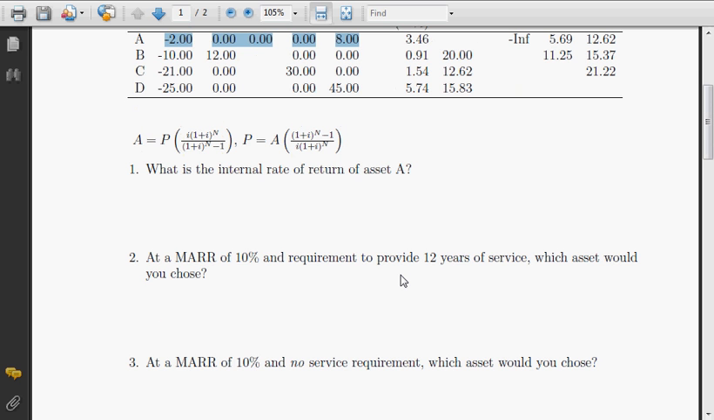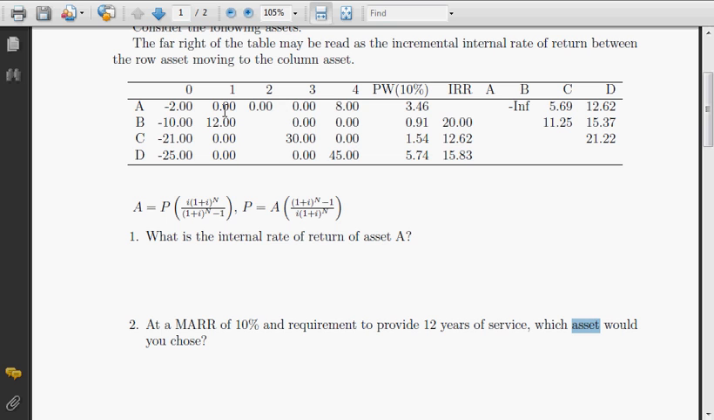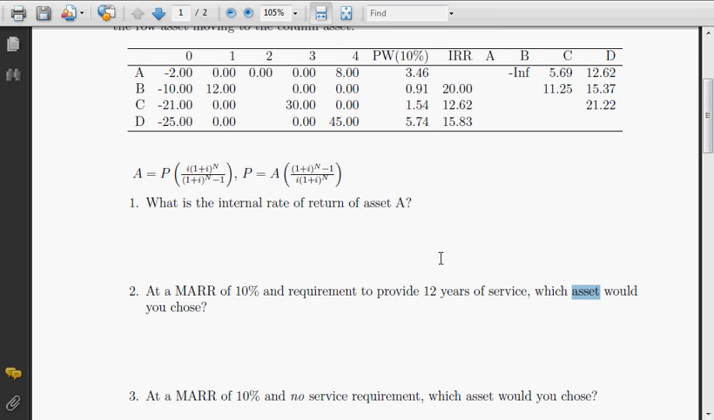The next question is, at a minimum acceptable rate of return of 10%, and a requirement to provide 12 years of service, which asset would you choose? Please remember, anytime that you see asset singular, we're talking about exclusive choice. So you've got assets that last 2 years, assets that last 1 year, assets that last 3 and 4. What you have to do is stack them together end to end in order to provide 12 years of service. So which one is the correct one?